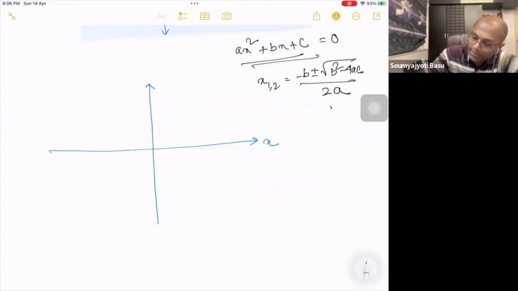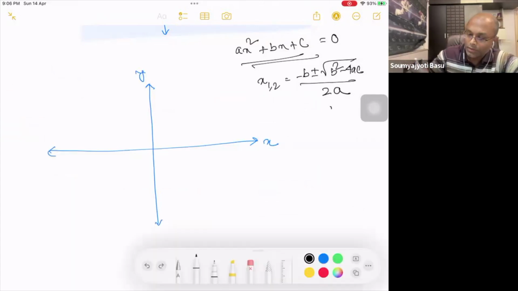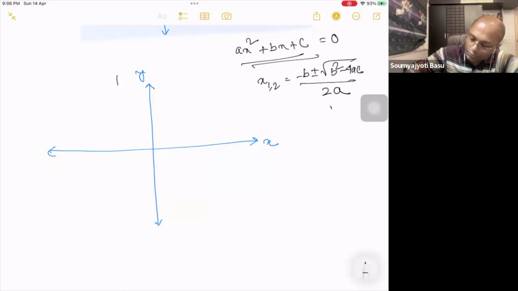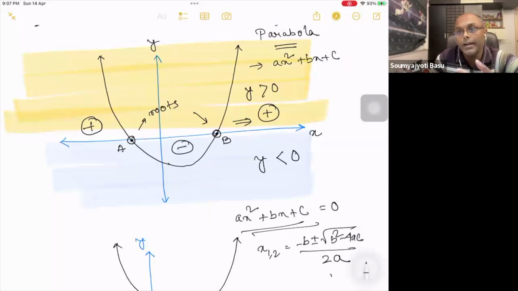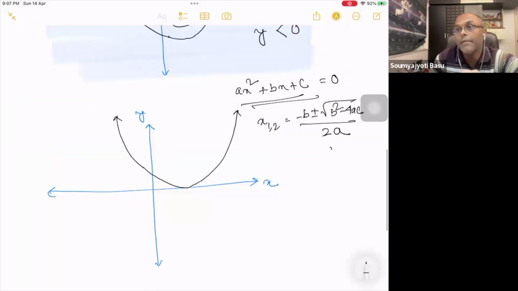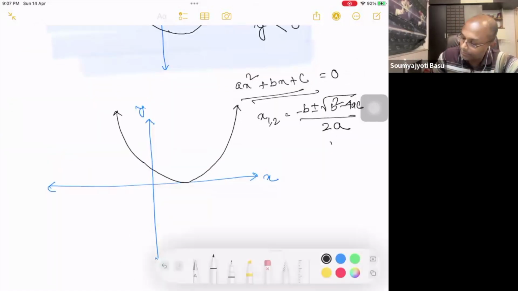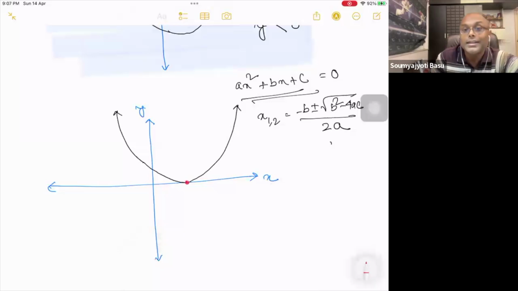These are my x and y axis, and my quadratic equation curve, assume, looks something like this. What's the difference with the previous curve that I had drawn? In the previous case, the curve had crossed the x-axis at 2 points. Here, I have drawn it in such a way that it touches the x-axis at only 1 point. Is this possible?